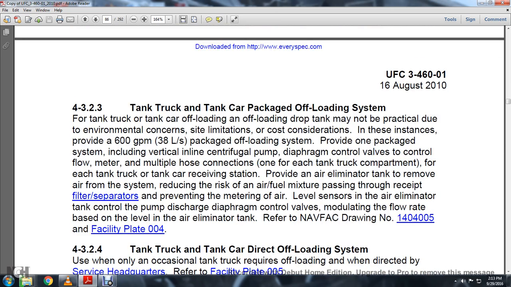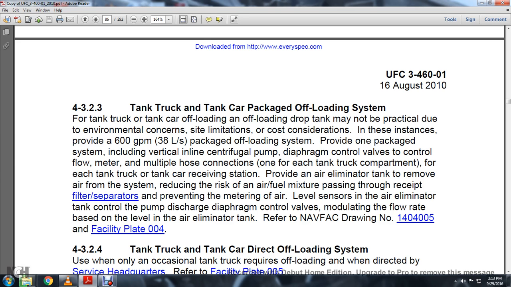4323. Tanker truck and tanker car package offloading system. The tanker truck and tanker car offloading drop tank may not be practical due to environmental concerns, site limitations, and other considerations. For instance, provide a 600-gallon-per-minute package offloading system, with one package system including a vertical inline centrifugal pump, a diaphragm control valve to control the flow, a meter, and multiple hose connections, one for each tanker truck compartment and each tanker car.